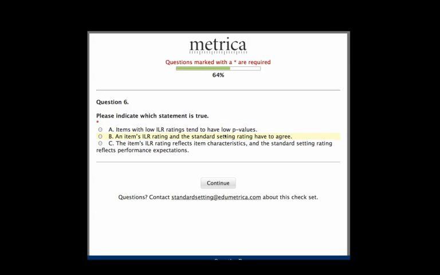The second statement, an item's ILR rating and the standard setting rating have to agree. Absolutely not. They do not have to agree. They are about different things. What different things? It's stated here in option C. The item's ILR rating reflects item characteristics, and the standard setting rating reflects performance expectations. Those are two different things. They are related, but they still are two distinct things. The answer is C.